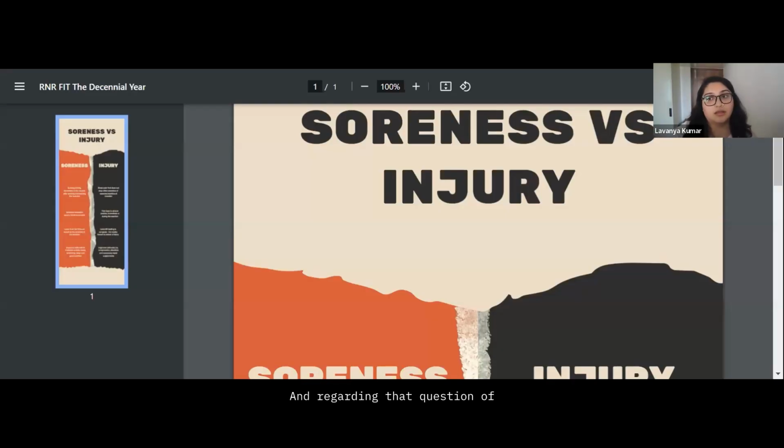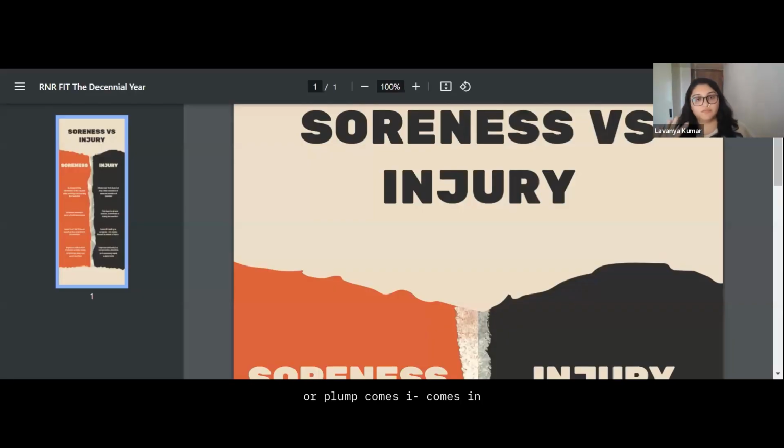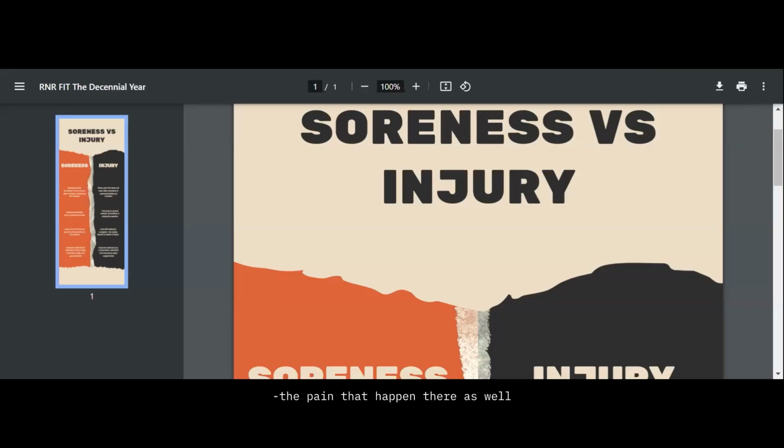And regarding that question of how do you get to know whether it's a growth spurt or just another pain, especially with the feeling of being fat or plump coming in, it's especially during this time that you feel the discomforts and the pain, cramp in the body.